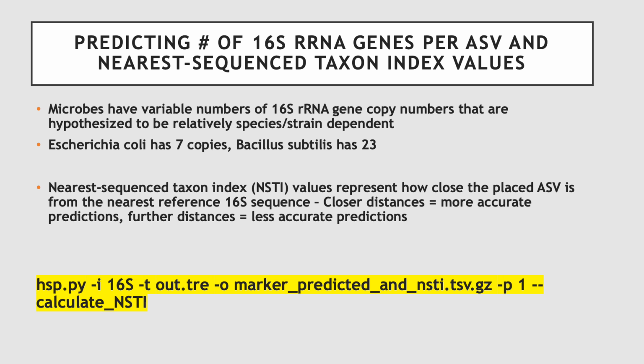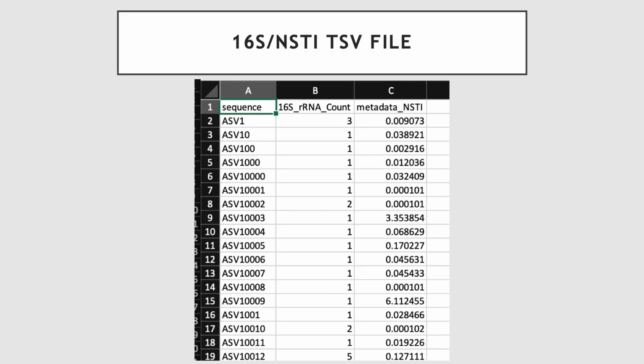may be less accurate. So we're going to do this by passing the command hsp.py, and the input, what we want to predict is 16S, and we're going to take our output tree as input, and the output is actually going to be this marker_predicted_and_nsti.tsv.gz file. And again, set the processors number to however many. And then we also want to pass the option calculate NSTI to give us an idea of how well the ASV is aligned to the references.